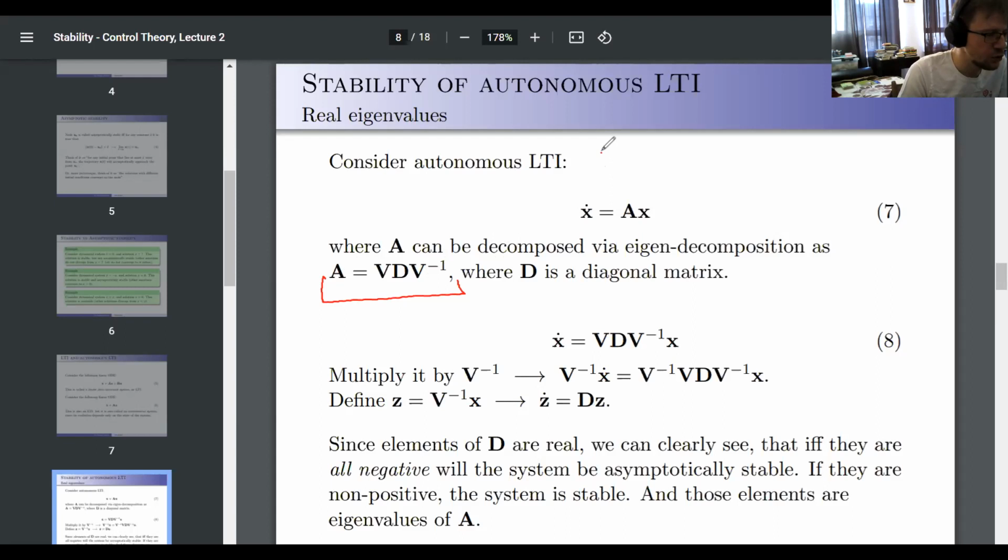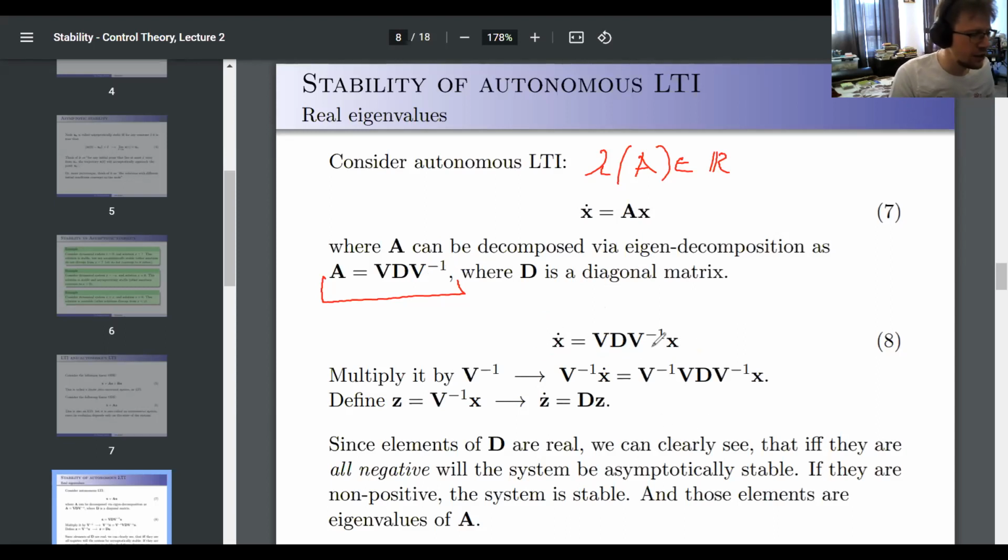If eigenvalues of A, I'll write it as lambda of A, are all real numbers, then you can do this Eigen Decomposition. So assume that you can do it. That is not true in general, but it is true for a lot of matrices. So assume you can do that. Then equation 7 becomes equation 8. Okay.